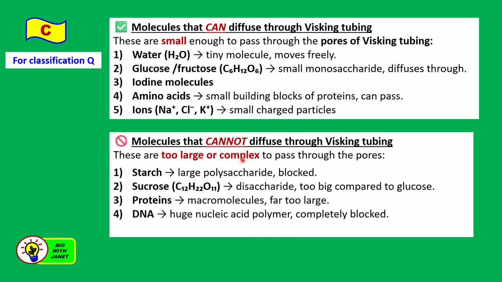How about molecules that cannot diffuse through the Visking tubing because they are too big, too large, or complex to pass through the pores? These include starch, which is a large polysaccharide, so it's blocked from diffusing through the Visking tubing pores. Sucrose, which is a disaccharide, so it's big compared to the glucose molecule. Proteins, which are macromolecules, and DNA, which is a large nucleic acid polymer.